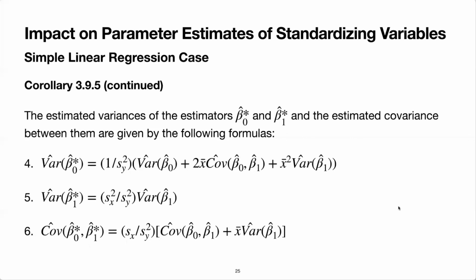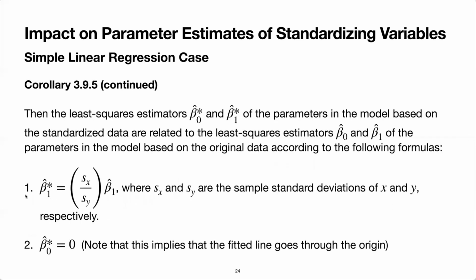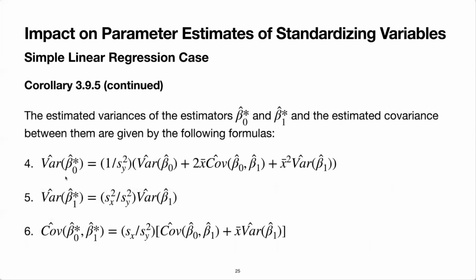So that is how the least squares estimators of the parameters in the model are related to the least squares estimators in the original model. And this also shows how the variances and the covariance of the least squares estimators for the standardized data are related to the variances and covariances of the least squares estimators from the original model using the original data.